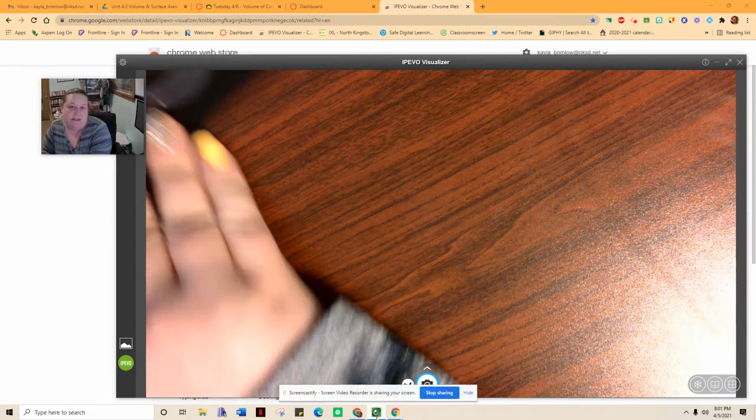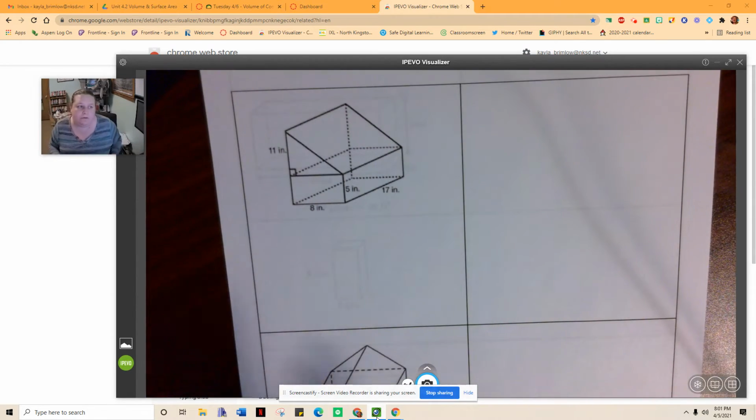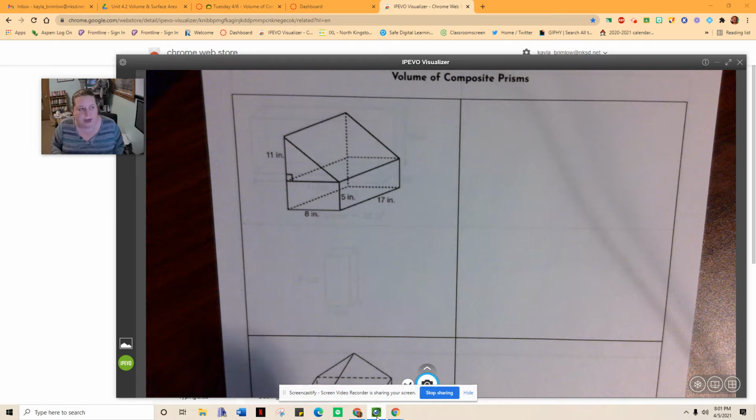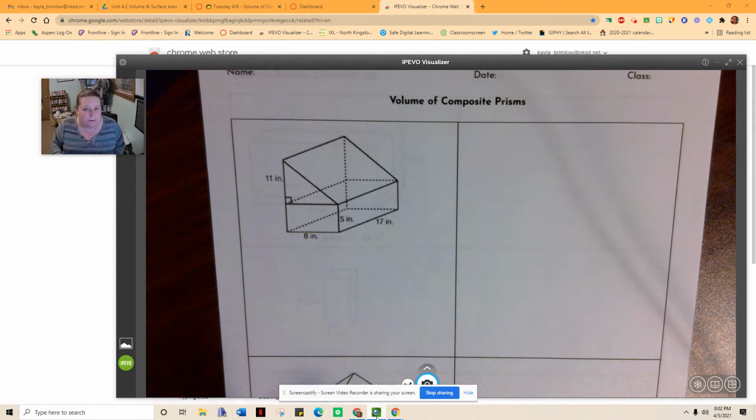Hey everyone, it's Mrs. Brimlow, and in today's lesson, we're going to learn how to find volume of what we call composite prisms. There's a copy of the notes linked, or you can find this in your packet. I don't have it with me, so I'm not exactly sure which page number it is, but this is what it looks like. From our previous unit, we know that the word composite in terms of geometry means multiple.